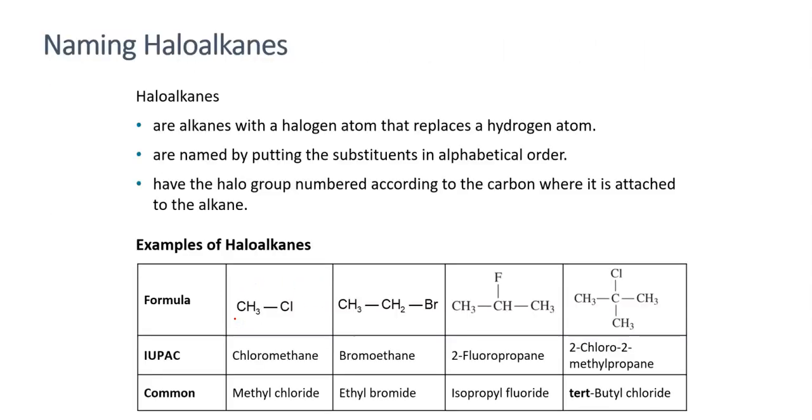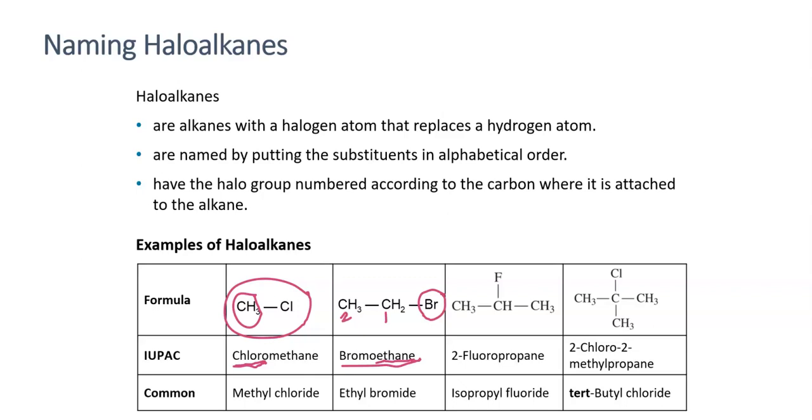If there's a chlorine atom attached to a methyl group, we first need to start with chloro. We can say chloromethane. Since there's only one carbon atom, it is methane. The substituent name comes first: chloromethane. In this case, it's bromoethane because there are two carbon atoms. We name it as ethane, and bromo comes in front of the name.